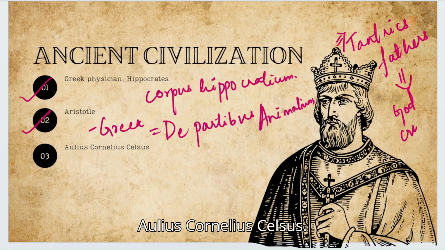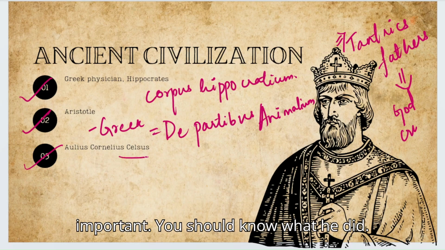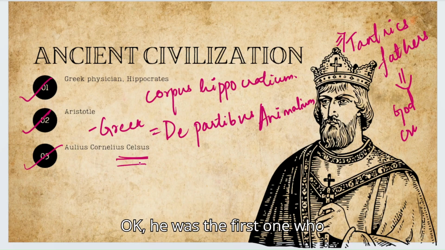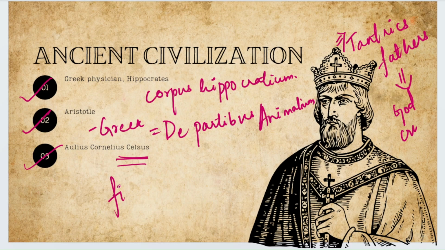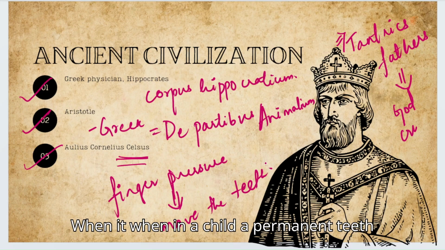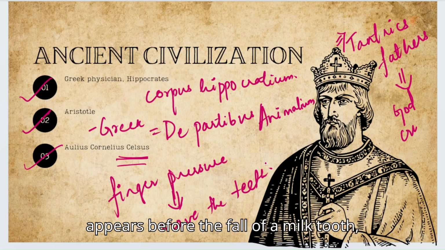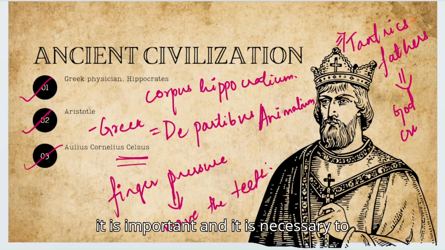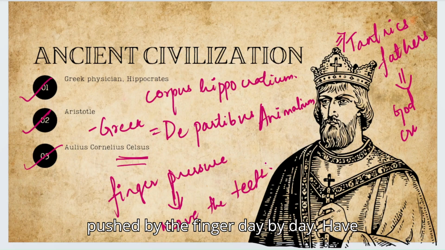Next came Aulus Cornelius Celsus. Now this name is very important, you should know what he did. He was the first one who described that with finger pressure people can move their teeth. When in a child a permanent tooth appears before the fall of a milk tooth, it is necessary to dissect the gum all around it and extract it. The other tooth must be pushed by the finger day by day.